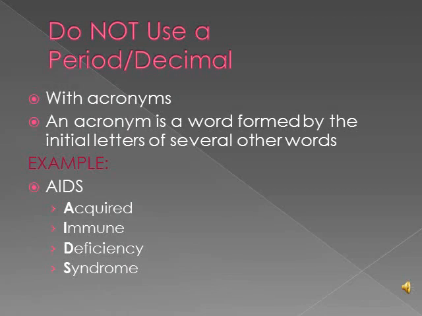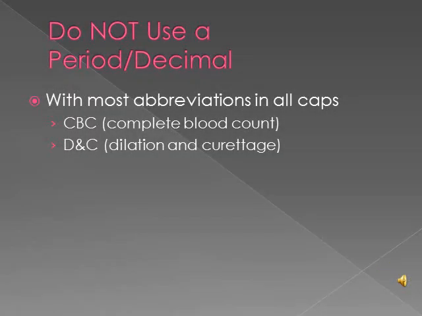We also do not use periods with acronyms. And just to review what an acronym is, a word formed by the initial letters of several other words, such as AIDS for Acquired Immune Deficiency Syndrome. So no periods with our acronyms. Also, for most of our abbreviations that are in all capital letters, we do not use periods, such as CBC for Complete Blood Count, DNC. And notice in that situation how it is transcribed here, all together, no spaces, and no periods either.